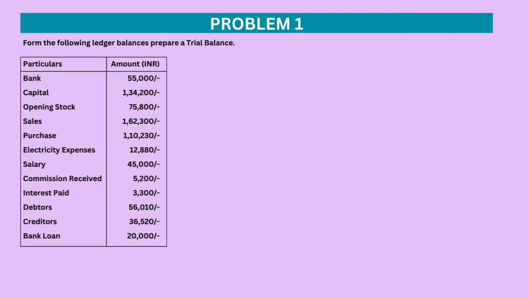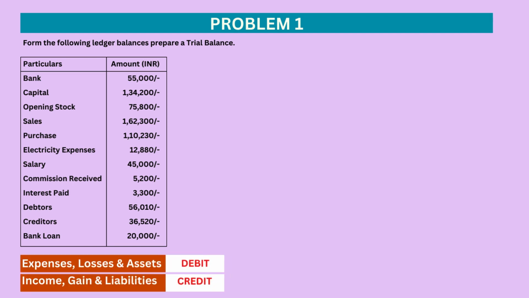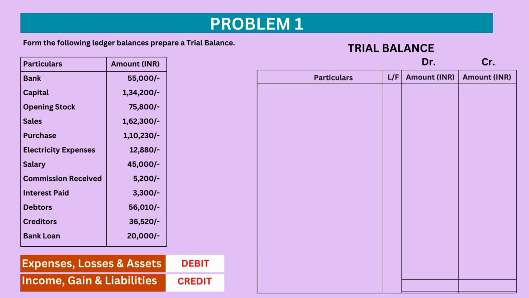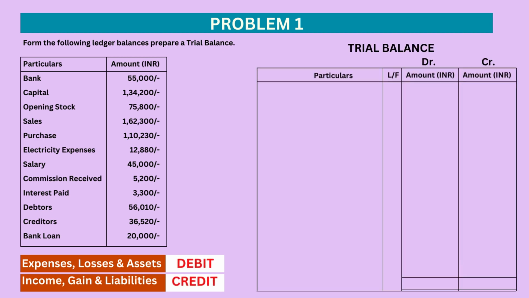Now let's discuss with a problem. We have been given ledger balances of several accounts. So before we start, we shall remember the rule once again. Expenses, losses and assets, debit, and income, gain, liabilities, credit. Then we shall draw the format of the trial balance. Let's start.